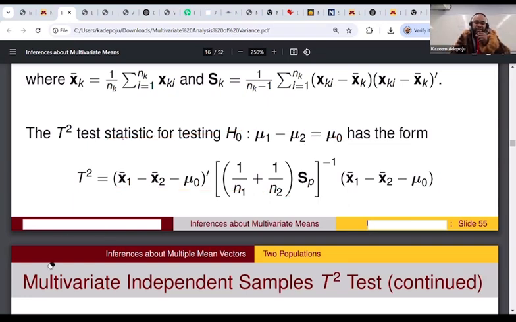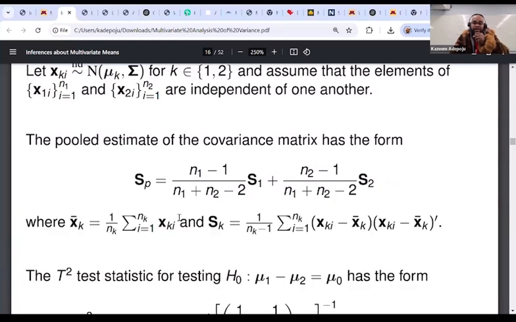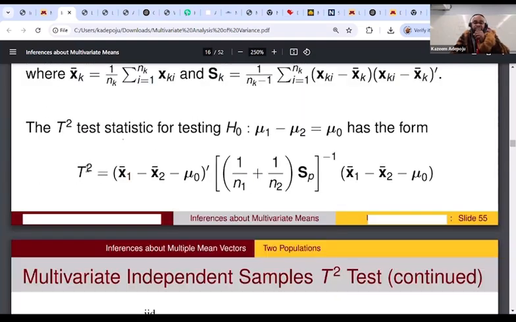There's a lot to do in midterm too. Take a look at this. You see the S_p here? That's how I got the S_p. Getting the S_p is ensuring that you have the sample covariance for group one and the sample covariance for group two. Then you are on the right path to obtain the pooled covariance. And after all of that, you get a T-squared.